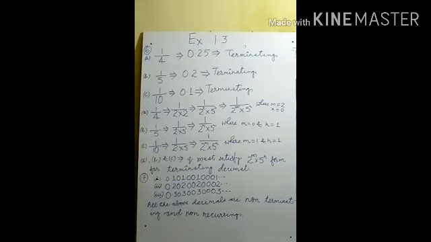Now we can take another example, that is 1 upon 5. 1 upon 5 can be noted down. 1 upon, we have to take 2 and 5 only. So 2 to the power 0, that will become 1, and 5 to the power 1.